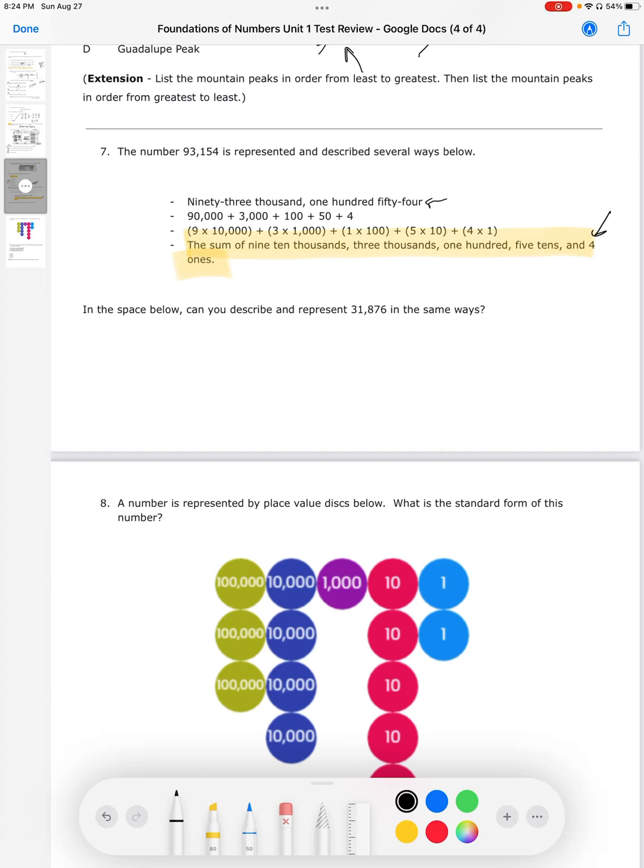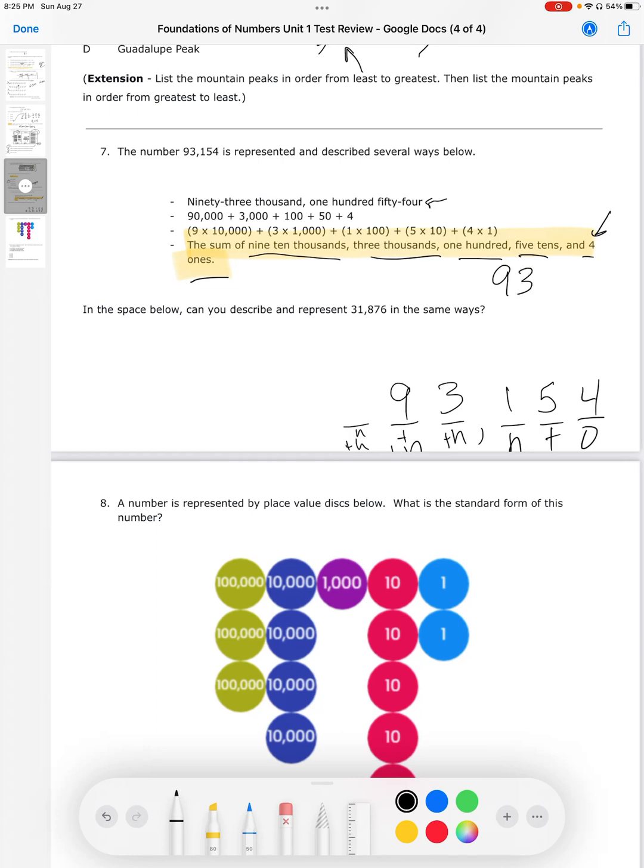I always start out with a place value chart. Got to label: ones, tens, hundreds, thousands, 10,000s, oh, that ran off the page, and 100,000s. And then I'll just go section by section of what's being described and I plug it into the chart. 9 10,000s. Well, I know this is my 10,000s here, and there are 9 of them. 3,000s. I'm going to go to the thousands place and plug in a 3. 100. I'll put a 1 there. 5 tens and 4 ones. Once I've done that, then the number becomes very, very clear as to what this is.